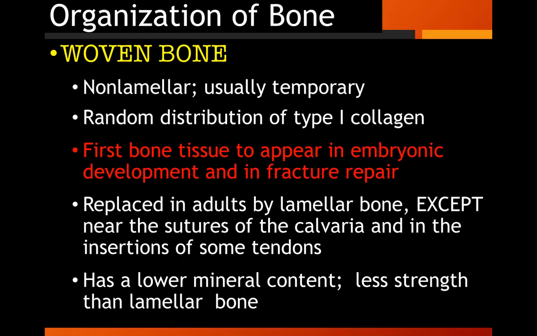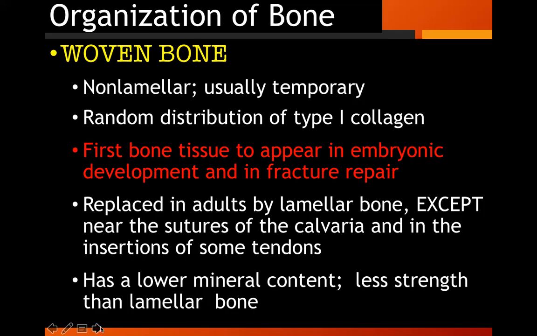This is the first bone tissue to appear in embryonic development. And please take note, they are the first one to appear in fracture repair. Okay? They are involved in fracture repair, thus they are usually temporary. They are replaced in adults by lamellar bone, and they have a lower mineral content and less strength than lamellar bone. Obviously, because they are usually temporary.